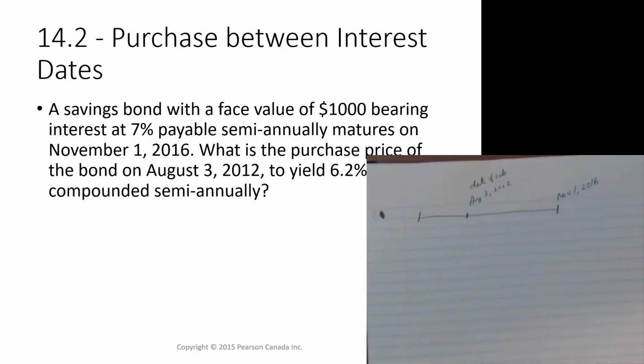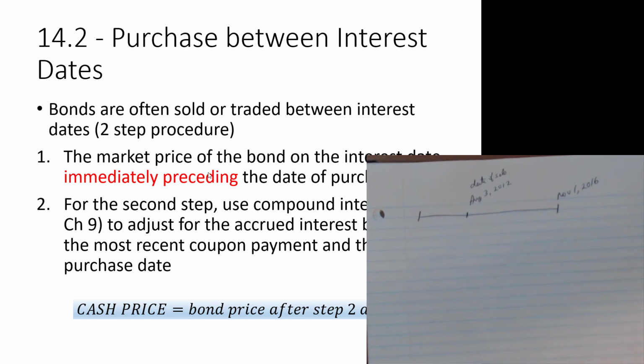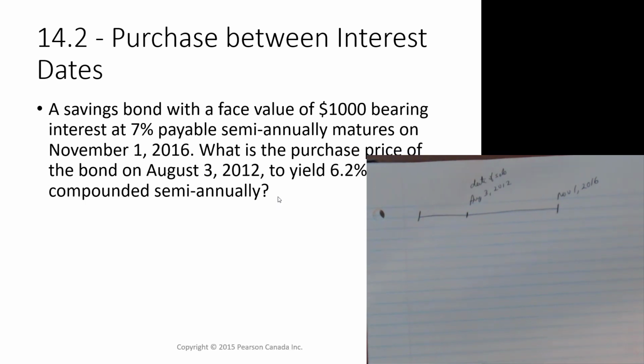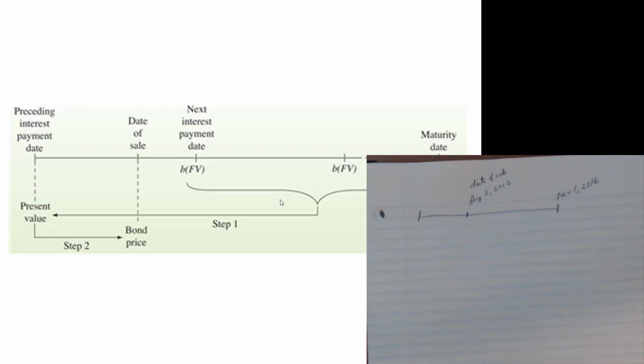Now, step one. Look at step one. Market price of the bond on the interest date immediately preceding the date of the purchase. Okay. We have a nice little picture here, too, in the textbook. So we got date of sale. All right, step one, find the present value, preceding interest payment date. When was that? Well, I know I'm going to get one on November the 1st. We know that. And I get two a year. When does the other one happen?